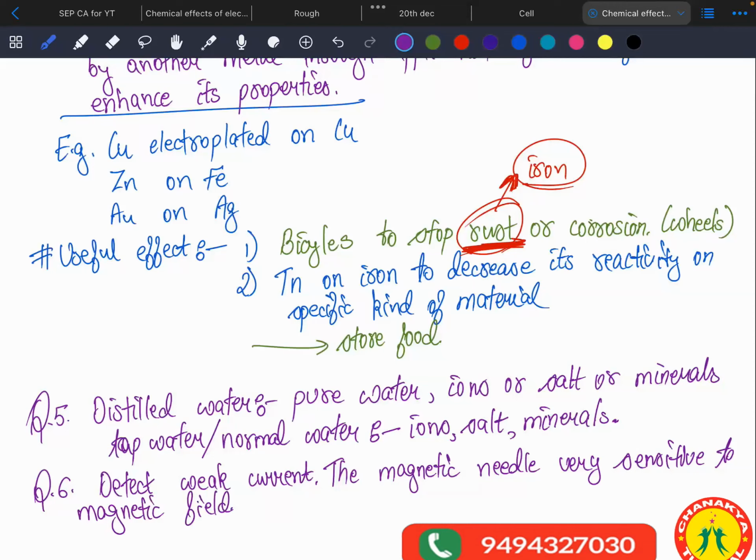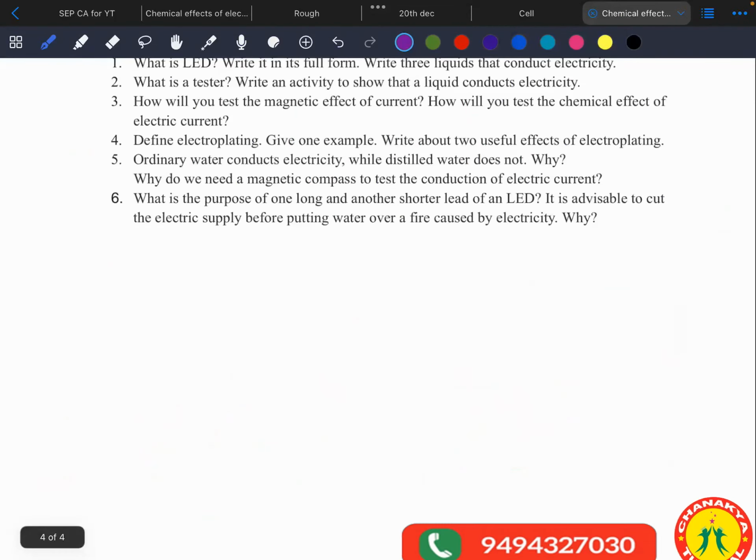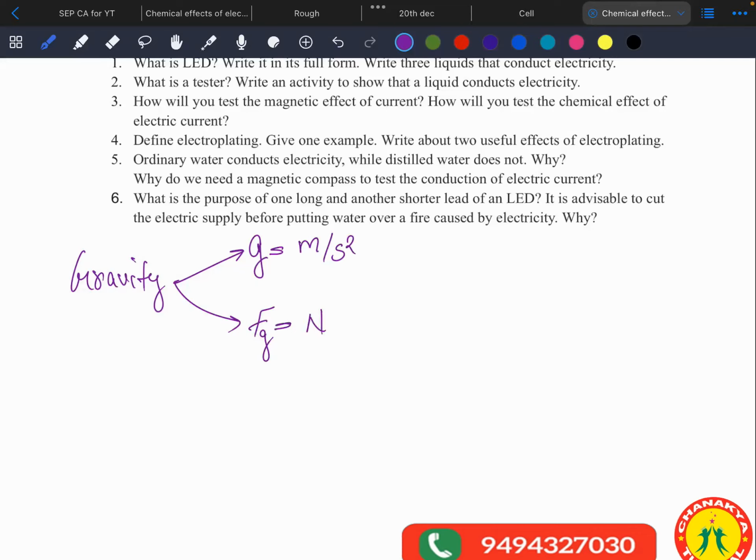Let me tell you this with the help of an example. First of all, do you guys know the unit of magnetic field strength? Is it the same as gravity or something? No, gravity is the acceleration. There are two things associated with gravity: either it is acceleration, which is g, its unit is meter per second square, or the force of gravity, which is in the units of Newton. But right now I'm talking about magnetic field strength.